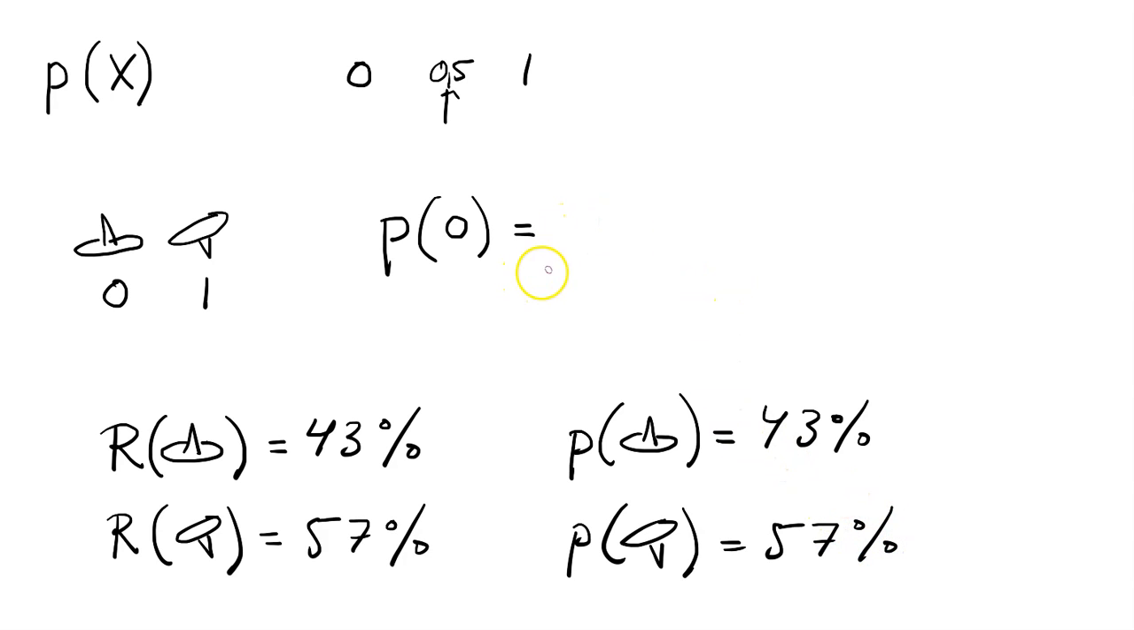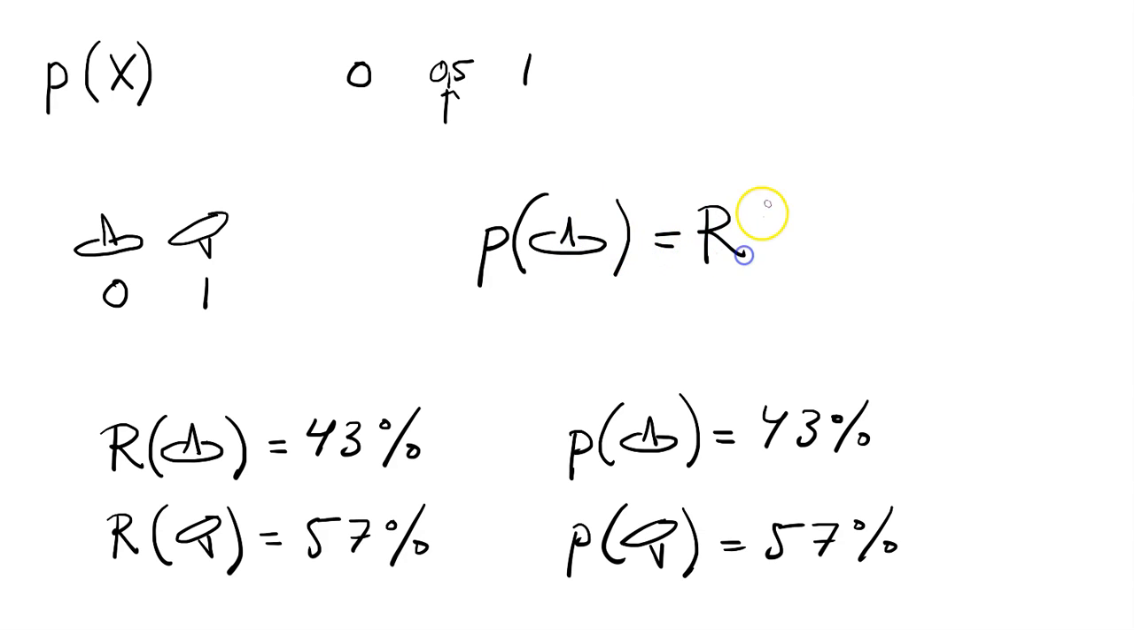So we define probability in terms of relative frequency. The probability for having pin up is equal to the relative frequency of having pin up. And the same thing for pin down.